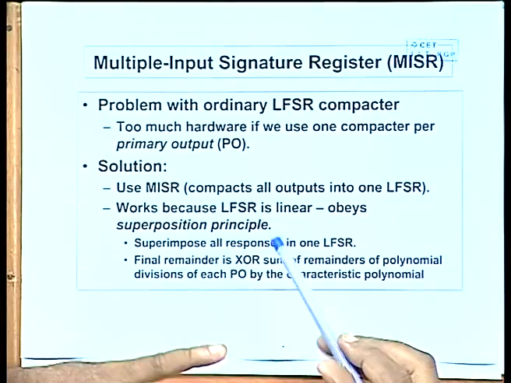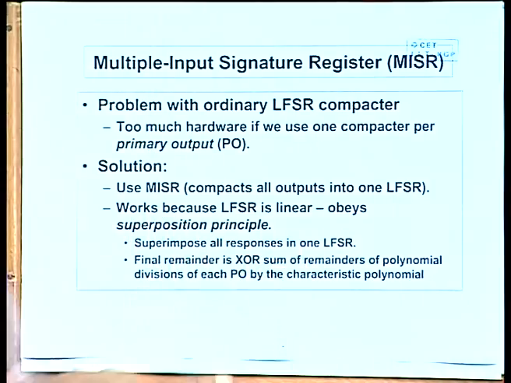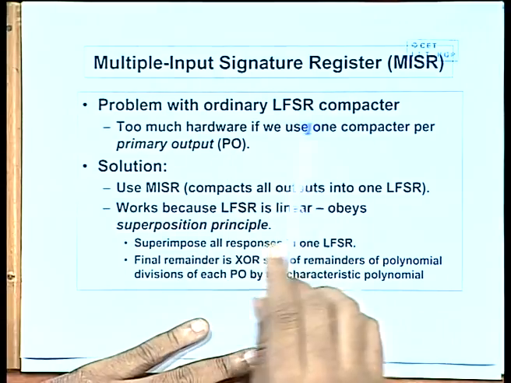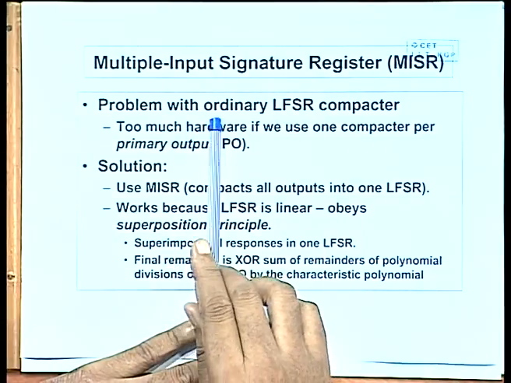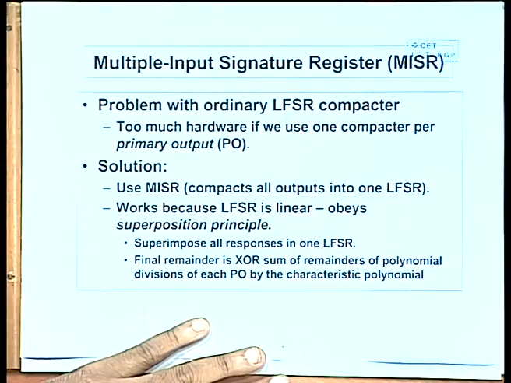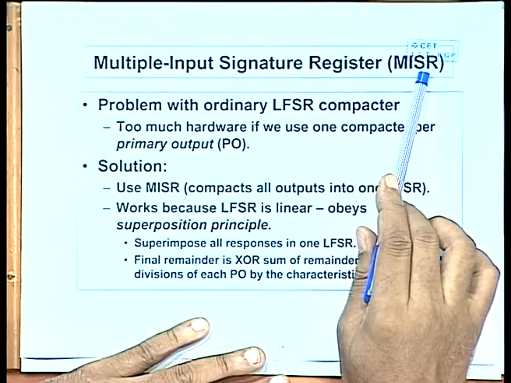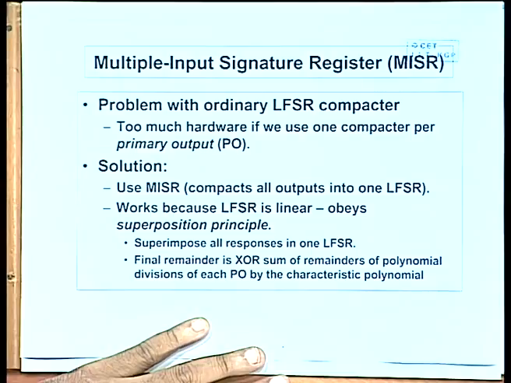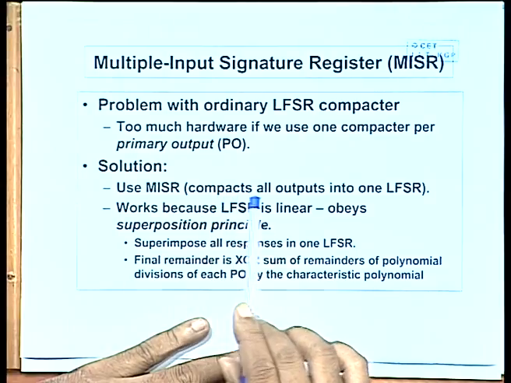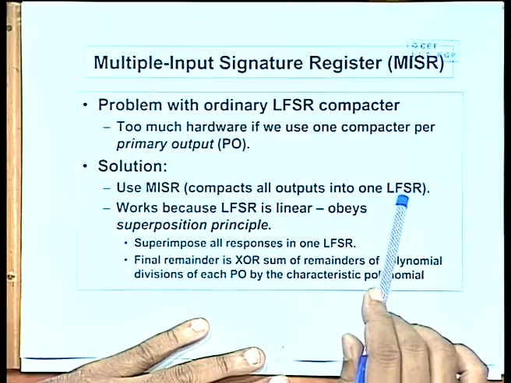So, some people proposed an extension to the linear feedback shift register. This is called the multiple input signature register or MISR. This is what we have just mentioned with the diagram, that if you use ordinary LFSR compactors, one with each output, then we need too much hardware. So, the solution is to use a signature register where there are multiple inputs. You can compact all the outputs simultaneously into one LFSR. This is the crux.